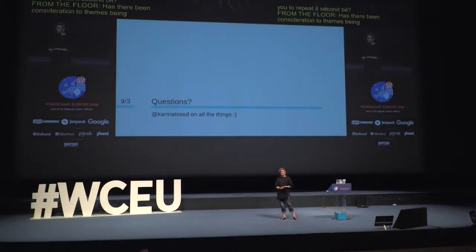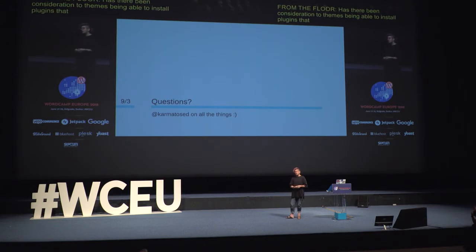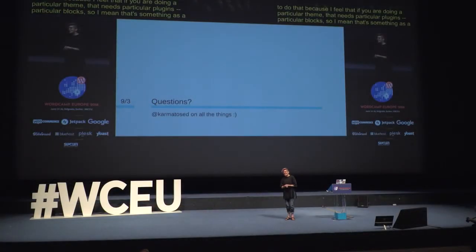Could I ask you to repeat the second bit? Sorry. Has there been consideration to themes being able to install plugins that enable blocks rather than themes directly holding blocks themselves? So there's already been some themes which come with a plugin which have a suite of blocks. So I've already seen that. So I think that's definitely something that people are doing. For Core to enable that? I can't comment on whether Core would enable that specifically, but I'm not sure it needs to do that, because I feel that if you are doing a particular theme that needs particular plugins, particular blocks, that's something as a community we can negotiate on. Okay. Yeah, thank you. Thanks, Tim.